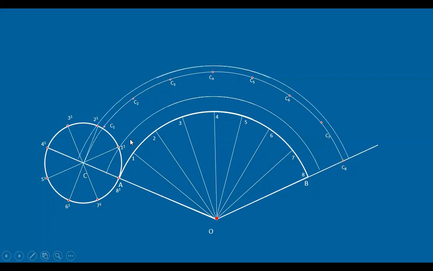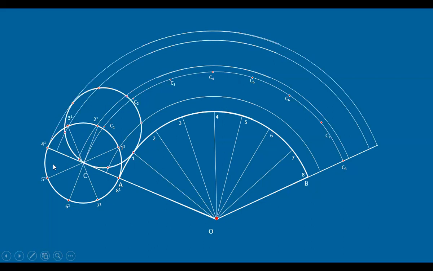Now, draw curves with O as center and O1 as radius. You draw an arc of a circle here. Similarly, through all the points 2 dash, 3 dash, 4 dash, like this, you draw curves passing through all these points. Now, this circle starts rolling.